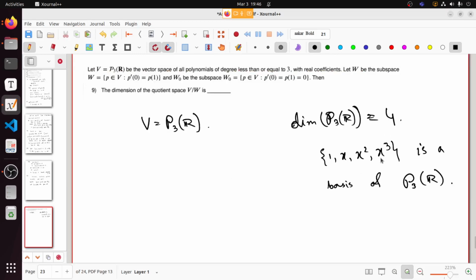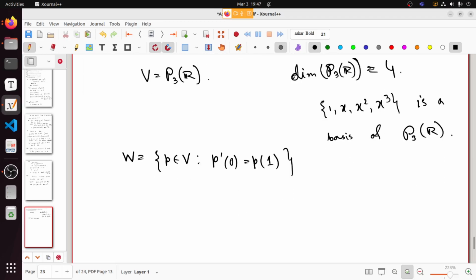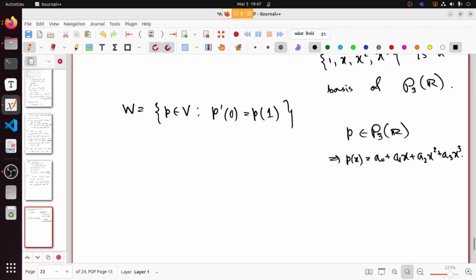So let's find the dimension of W. So what is in W? W is P belongs to V such that P dash 0 equals P of 1, right? So let's take any polynomial in P3R. It will look like P of x equals a0 plus a1x plus a2x square plus a3x cube. Then what will be P dash 0 equals to P of 1?